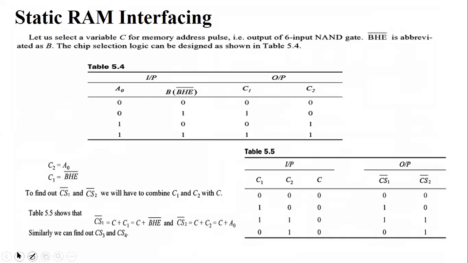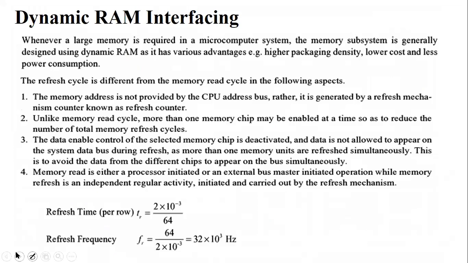Again, these are A0, BHE, C1 and C2. A0 and BHE select chip 1, chip 2 and CS1, CS2. How can the chip 1, chip 2 and all be selected? So CS2, you see this. CS1 is equal to C plus C1. See these formulas.